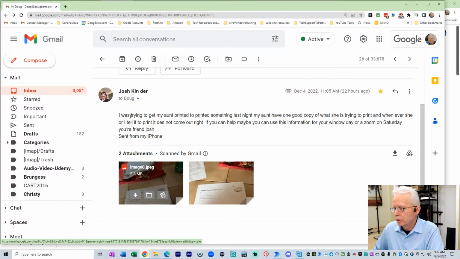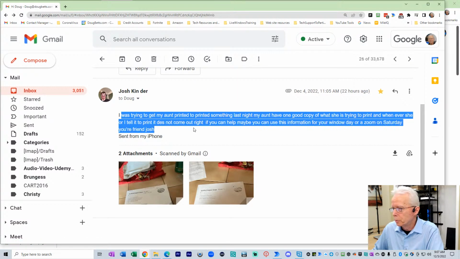Josh says, I was trying to get my aunt's printer to print something last night. My aunt has one good copy of what she was trying to print, and whenever she or I tell it to print, it does not come out right. If you can help, maybe you can use this information for your Windows Daily or a Zoom on Saturday. Your friend, Josh.